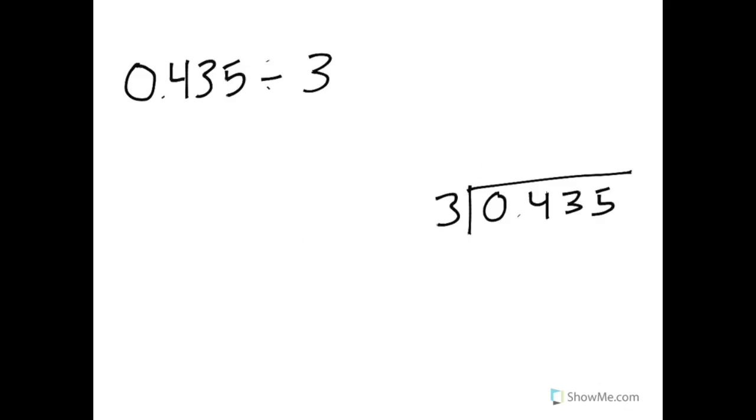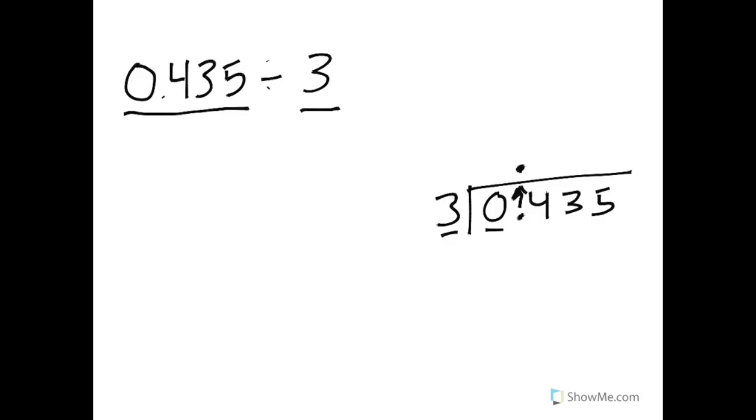Okay, let's keep going. This one looks a little harder. It's just a bigger number. That's all it is. It's not harder, just bigger. We have 0.435 as our decimal, divided by 3 as our whole number. Okay, and first thing, I've got my decimal here. I'm going to move it up and keep it in the exact same location. It's really important that we do that.